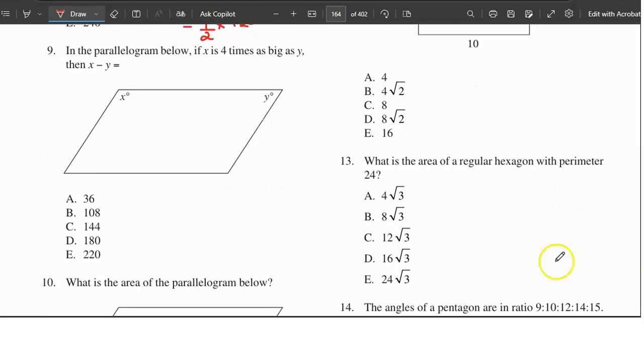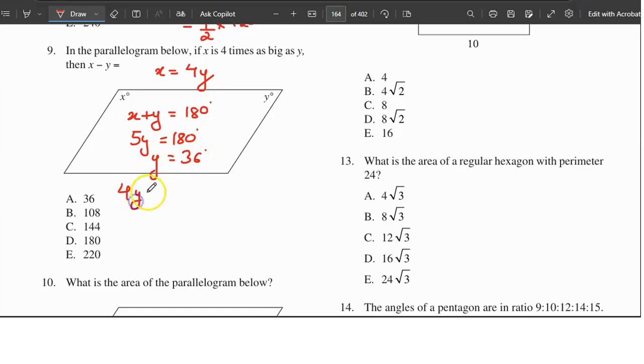Now this 9th question. In the parallelogram given below, x is 4 times as big as y. Then you have to find x minus y. So it's given x is equal to 4 times y, and x plus y we know sum of adjacent angles is 180 degree. So 4y plus y is 180. 5y is equals to 180 degree. So we can find the value of y here. Y will be 180 divided by 5, that is 36. Now x minus y, so x is 4y minus y, that is equal to 3y. So 3 into 36, that is coming as 108 degrees.